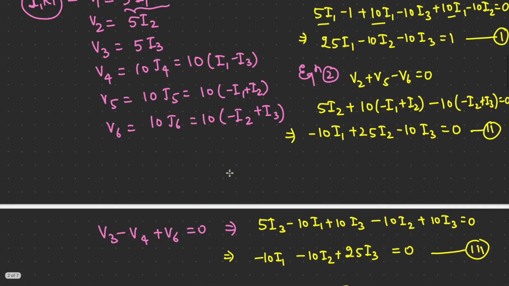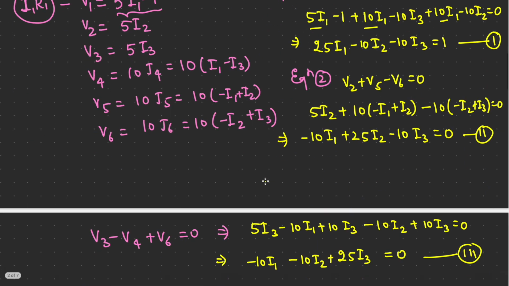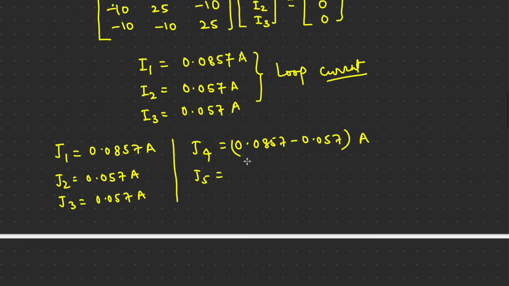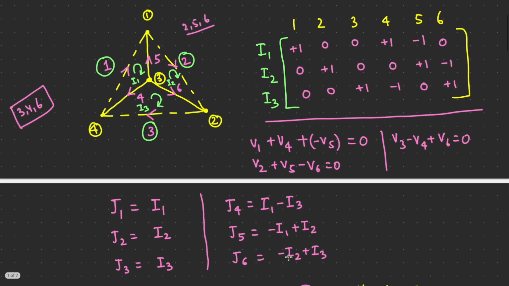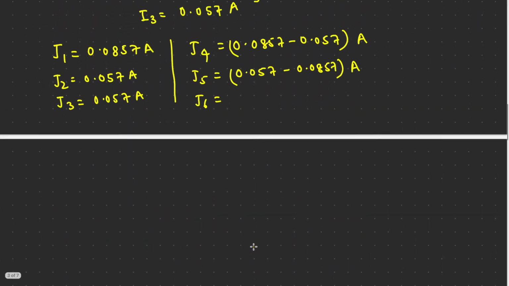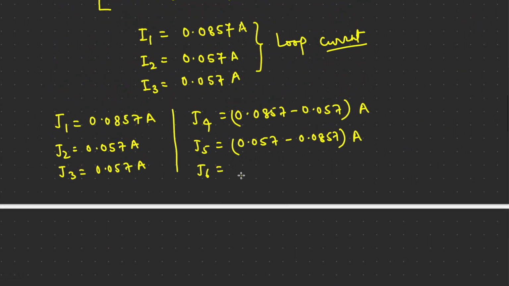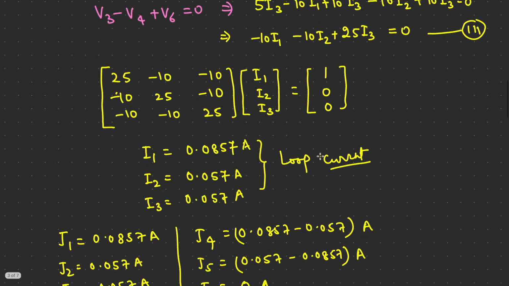J5 equals minus I1 plus I2, so that is 0.057 minus 0.0857 amps. Then J6, the current in branch 6, is minus I2 plus I3, which becomes 0. That's all. This is how you apply the tie-set matrix for solving a problem. Thank you.